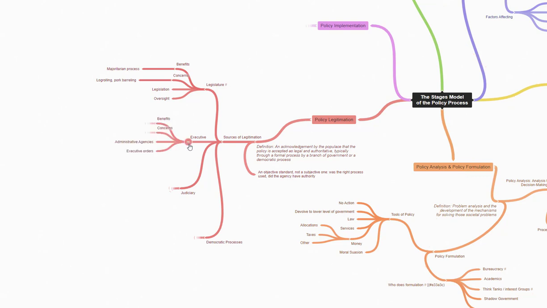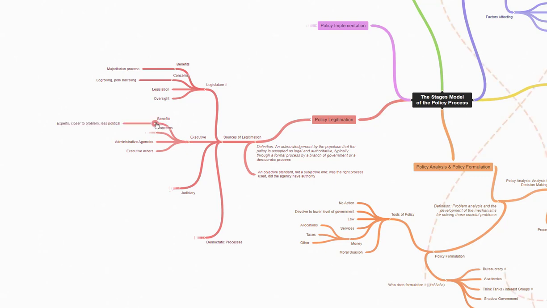Next is the executive branch of government. And here we're talking about administrative agencies who have rule-making ability. Think of the Federal Communications Commission, the Food and Drug Administration, the Environmental Protection Agency. These are executive branch agencies that have been given some rule-making power. Executive orders also fall in this category.